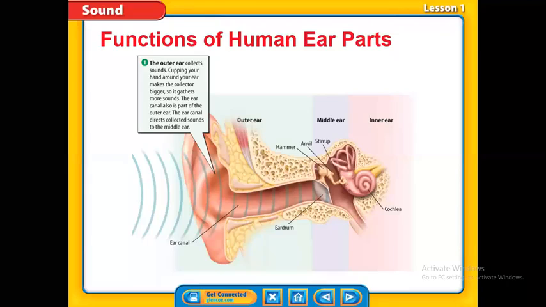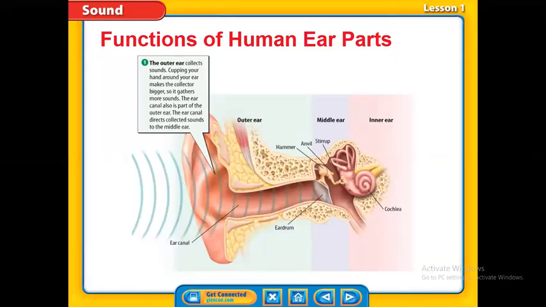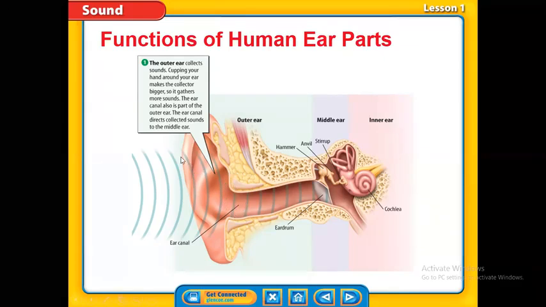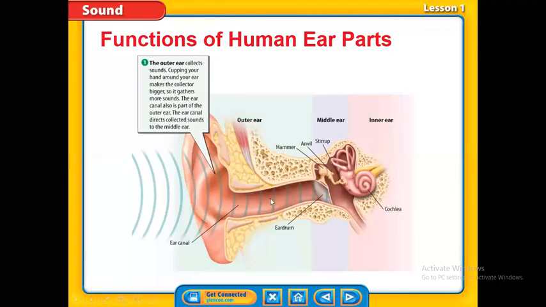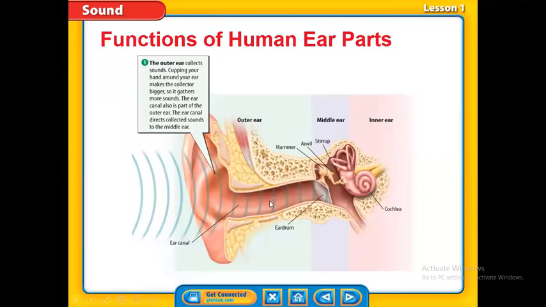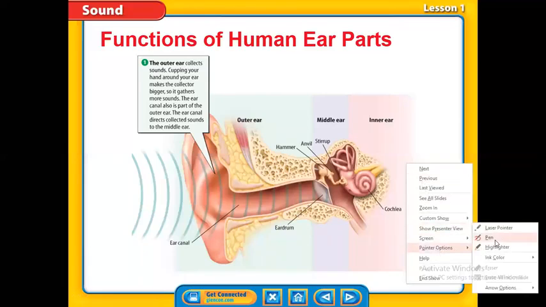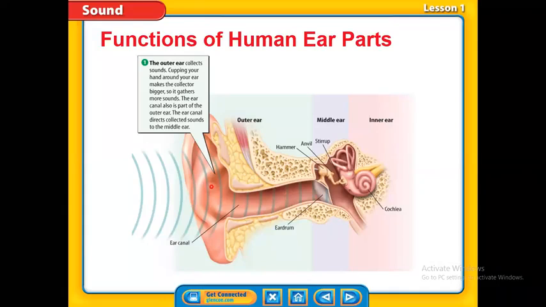Let's look closely at the parts of the ear. You can see the outer one. We said it collects the sound, as we learned in the previous slide. It gathers more sound. As you can see, it's gathering the sound coming inside of it. The canal in here, guys, can you see it? This one is also a part of the outer ear. Since the outer ear collects the sounds, the canal directs them into the middle ear.